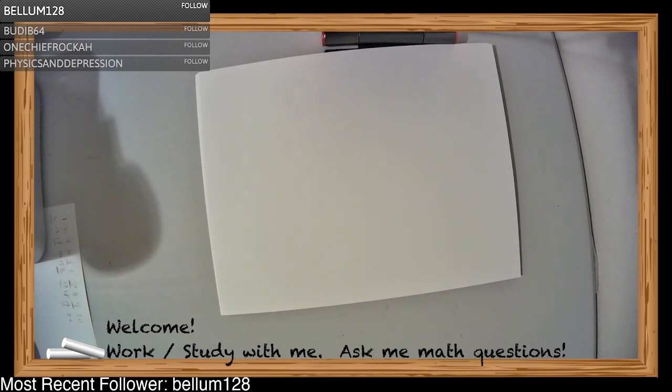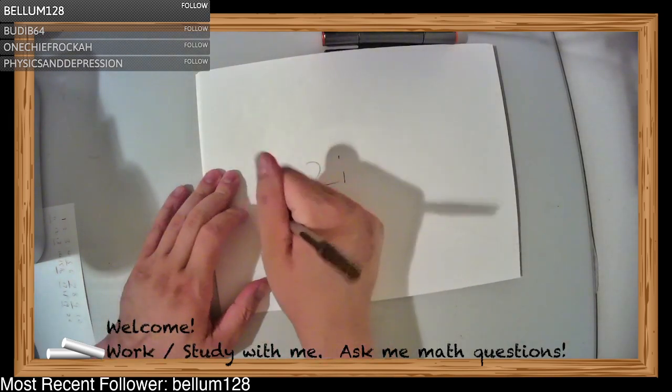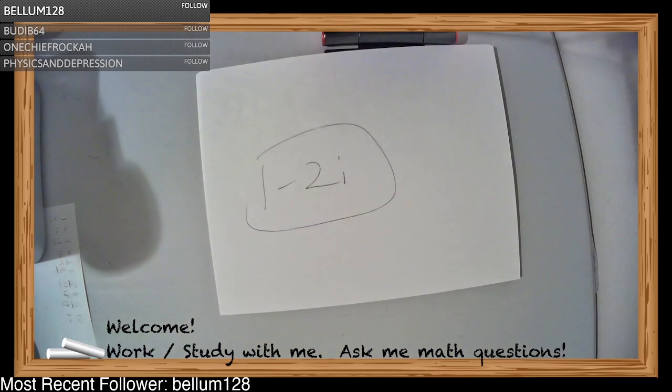Have you heard about Old MacDonald? And he had a farm. Old MacDonald had a farm. Negative 2i.